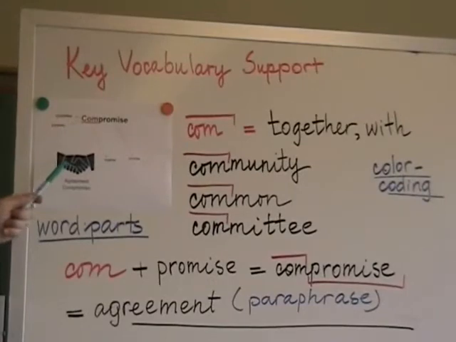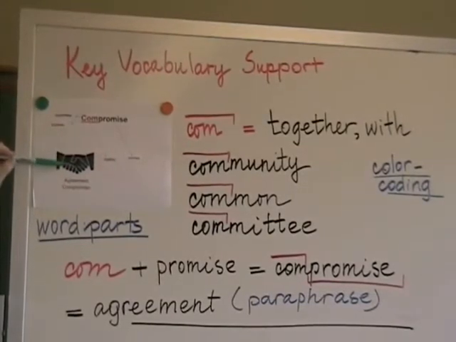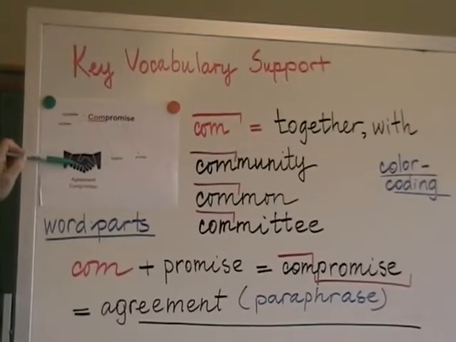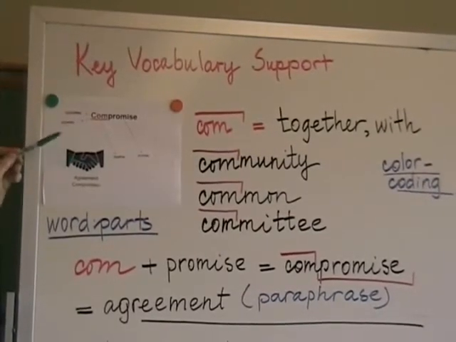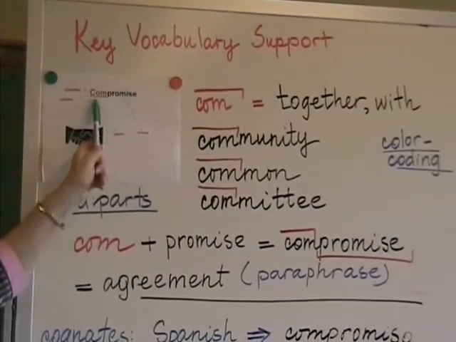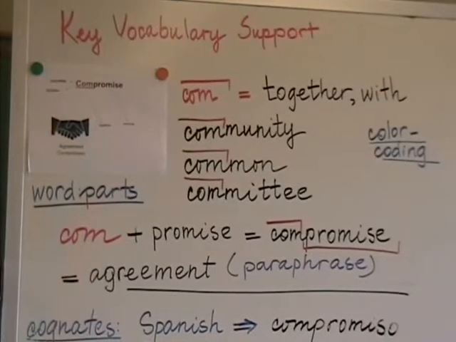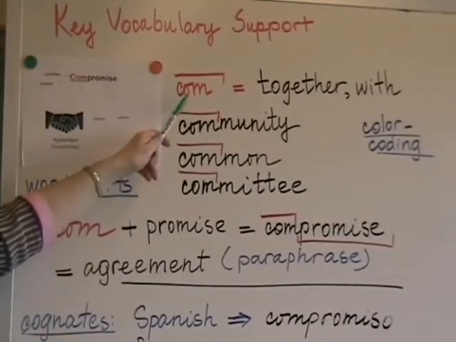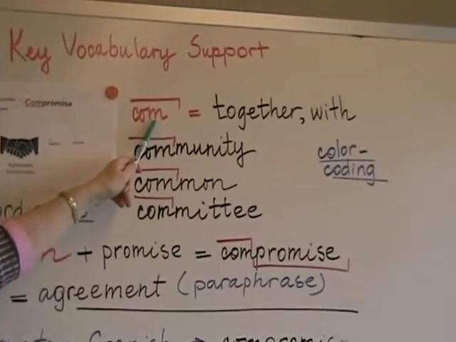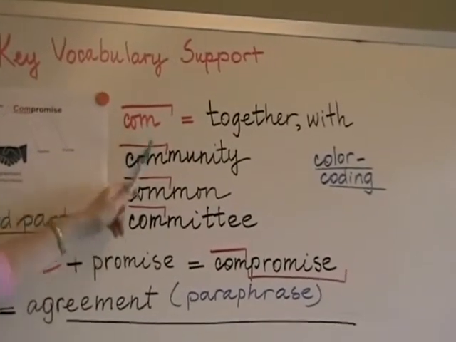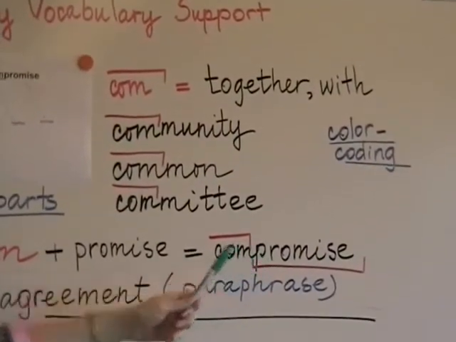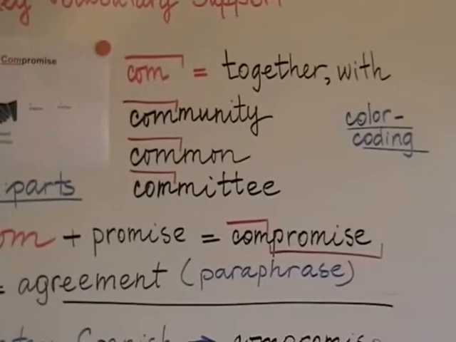One of the strategies I'm using here is visuals. I have a picture of a handshake, which symbolizes a compromise or an agreement of some sort. Then I'm going to use word parts. I will split the word compromise into a prefix and a base word. The prefix in this word is com, which comes from Latin language, meaning together or with. The second part of the word is promise, which means some sort of commitment or agreement.